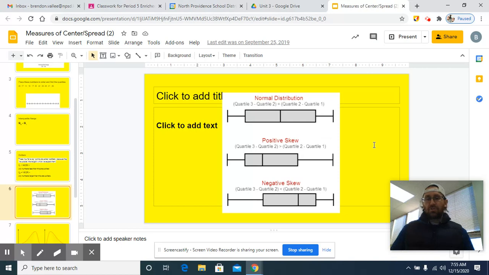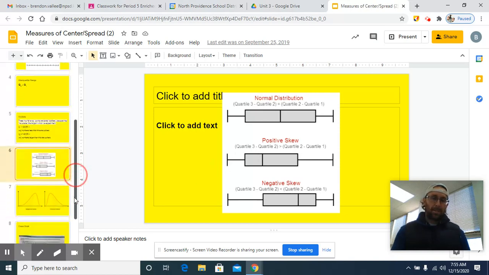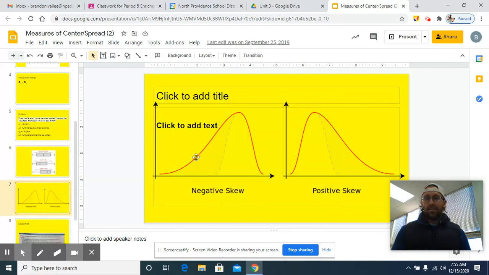Okay, skew. So if the data is normal, that means there's an equal representation. The median's right in the middle, and everything's kind of spread out evenly. Positive skew right here shows you that this range from the median to the upper quartile is larger than the left side, and vice versa for a negative skew. And here are other examples with these curves, negative skews versus positive skews.